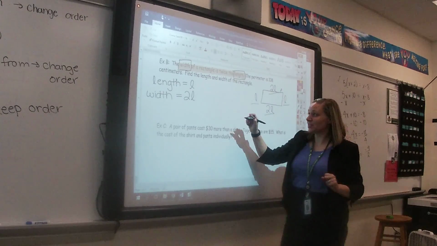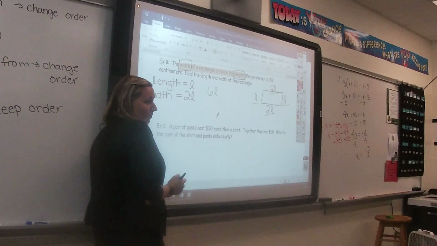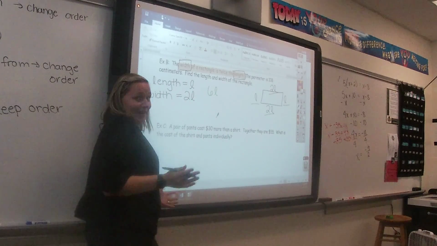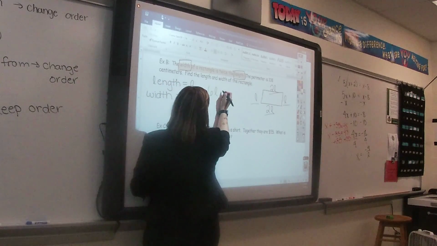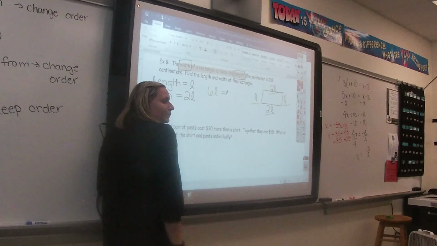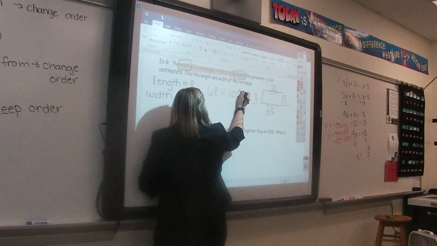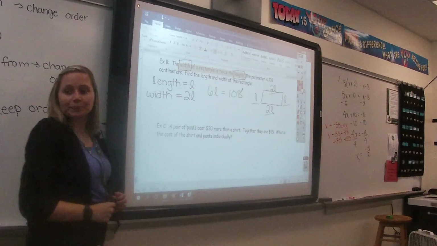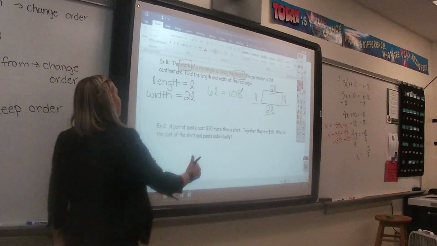Are we okay with that being 6L? Do I have anything that I have not accounted for? I added everything together, right? There is nothing else for me to add on. So this is just 6L equals what? 108. Excellent, right? That's just what we're pulling from the story problem. Now what? Divide by 6. Let's solve this thing.